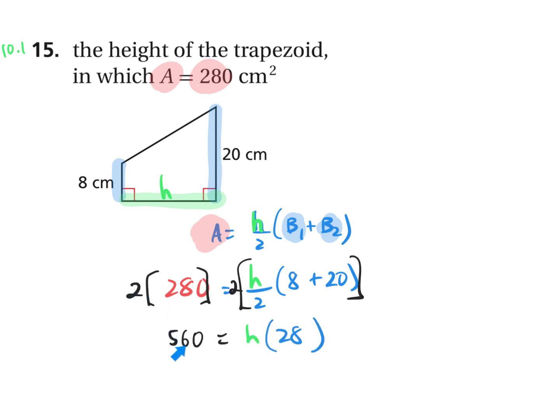2 times 280 is 560, and 2 times h divided by 2, the 2's cancel each other out, and we're left with just h. And 8 plus 20 is 28, so our last step is to divide both sides by 28, and we will have found h. H is all by itself, and it's equal to 560 divided by 28, which is 20. The height is 20 centimeters.